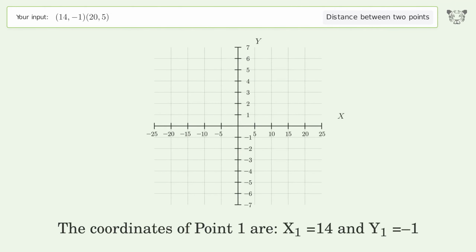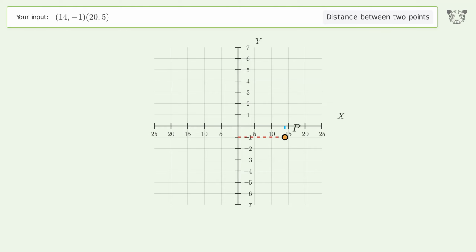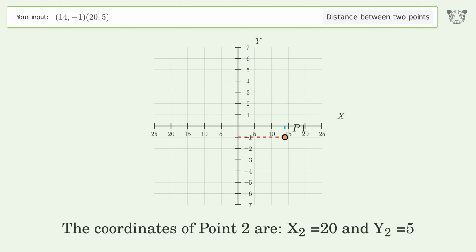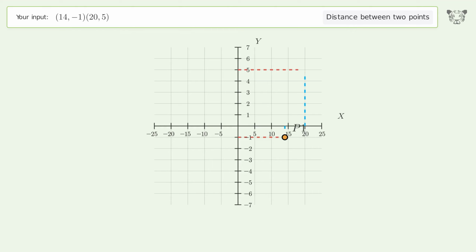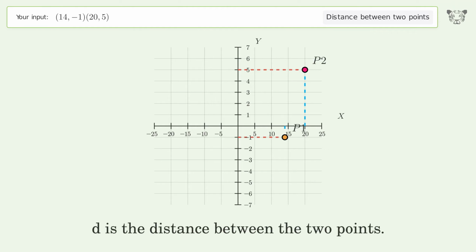The coordinates of point 1 are x1 equals 14 and y1 equals -1. The coordinates of point 2 are x2 equals 20 and y2 equals 5. D is the distance between the 2 points.